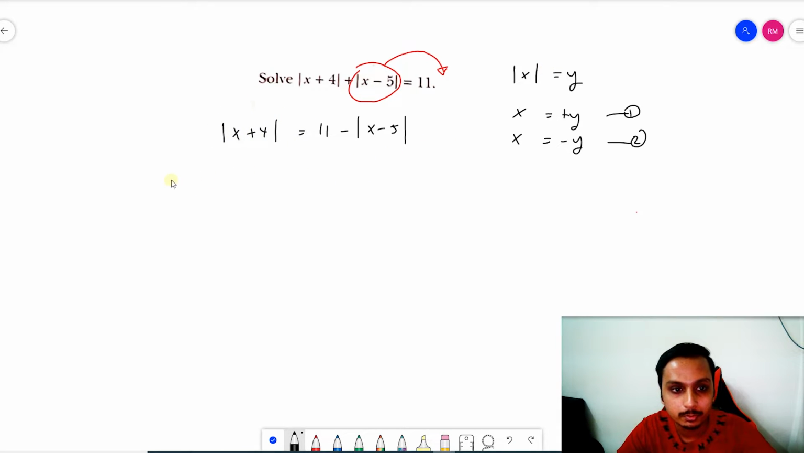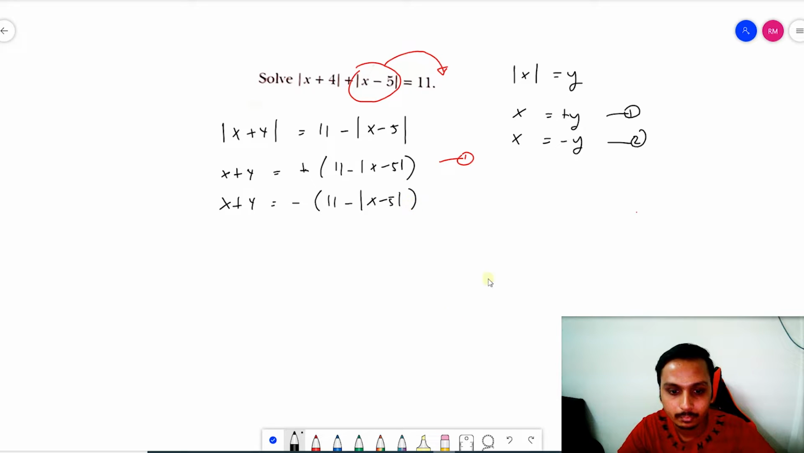So if you want to open the modulus, the first equation will be x plus 4 equals positive open bracket 11 minus modulus x minus 5 close modulus and close bracket. This is equation number 1. Alright, and equation number 2 is x plus 4 equals negative open bracket 11 minus modulus x minus 5 close modulus close bracket, and this is equation number 2.